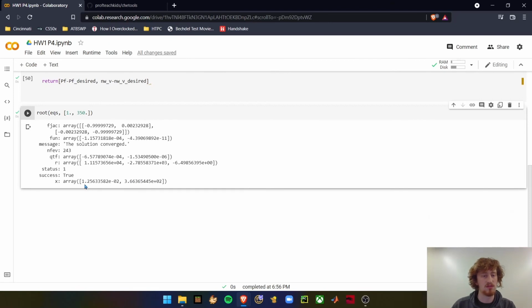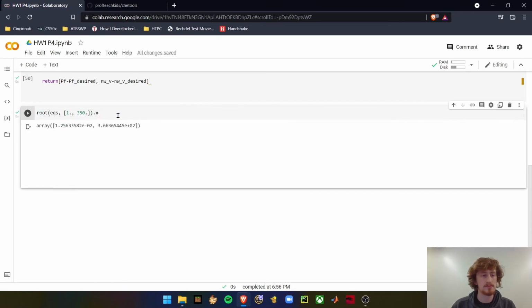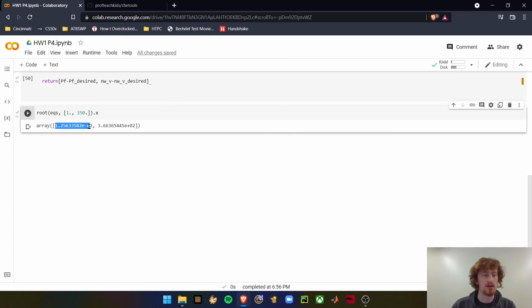There we go. So here are our final answers, and then I'll just take those two answers by themselves. Okay, so here's our total volume, which is 0.00126 cubic meters, and then our final temperature is 366 Kelvin.